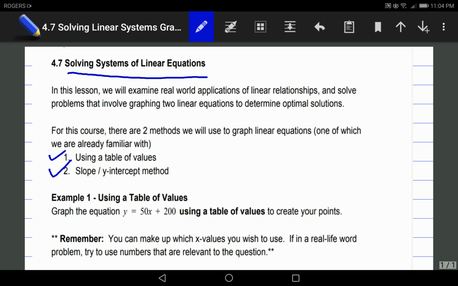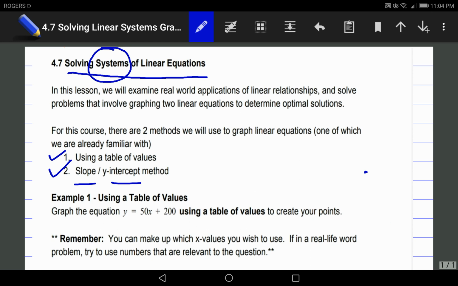And so there's always going to be two equations, and that's where the word systems of linear equations comes in. Systems meaning more than one linear equation, and for us that's going to be two linear equations. Okay, so we need to learn how to take an equation, which we know how to make at this point, and then be able to graph it efficiently. Okay, we already know how to do it with a table. We're going to learn a new method called the slope y-intercept method.